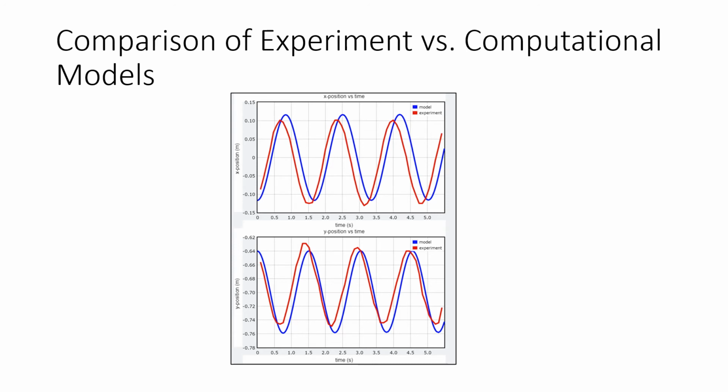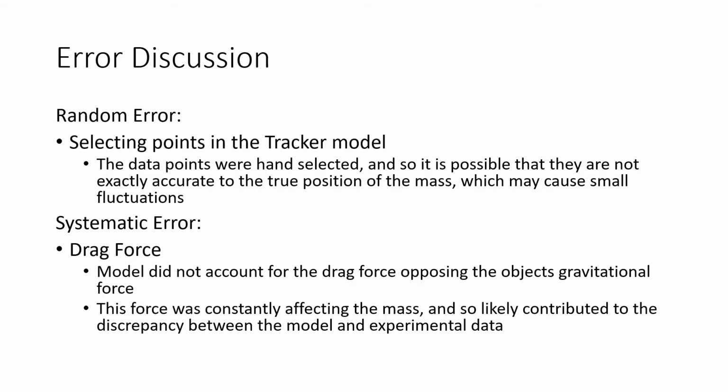You can see a bit of a discrepancy between the red line, which is the Tracker model, and the blue line, which models the movement of the mass. And that leads us into our error discussion. Some random error that could have occurred in the experiment was selecting points in the Tracker model. Each of the data points was hand selected, so it's possible that they weren't exactly accurate to the true position of the mass, which may cause small fluctuations like we saw in the comparison.